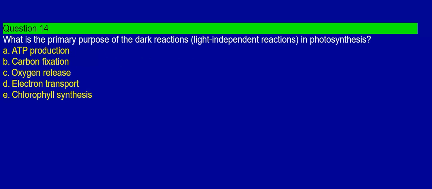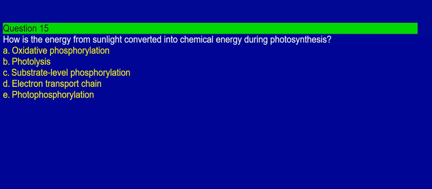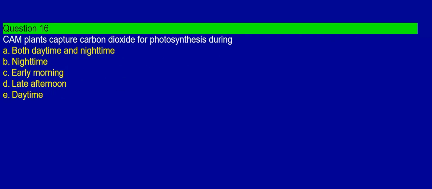Question 14. What is the primary purpose of the dark reactions, light-independent reactions, in photosynthesis? Question 15. How is the energy from sunlight converted into chemical energy in photosynthesis? Question 16. CAM plants capture carbon dioxide for photosynthesis.